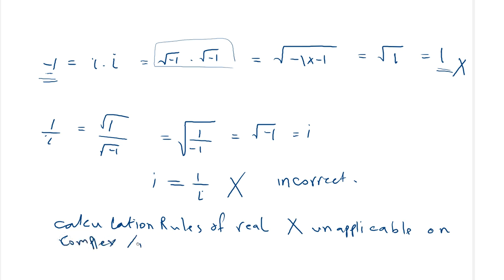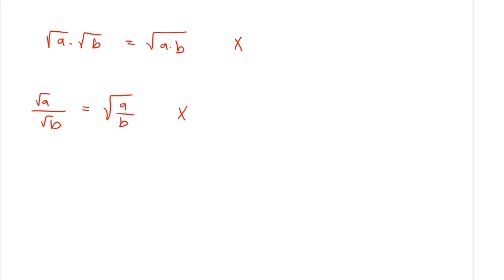Complex or imaginary numbers. And these rules we applied here: the square root of a multiplied with the square root of b equals the square root of ab, and the square root of a over the square root of b equals the square root of a over b, are applicable only in the real number system, not in the imaginary world. So don't make this mistake.